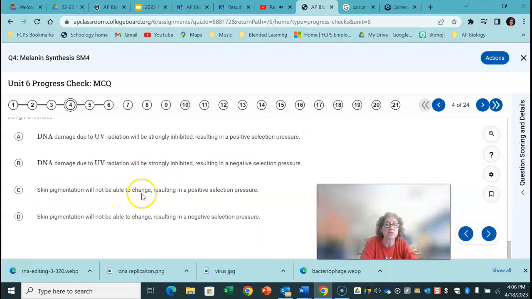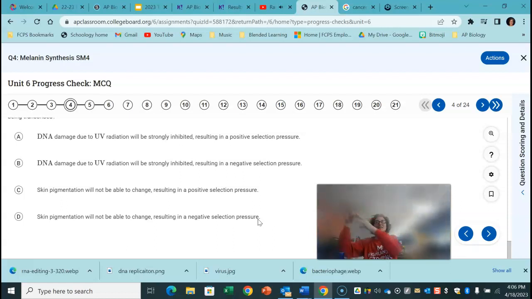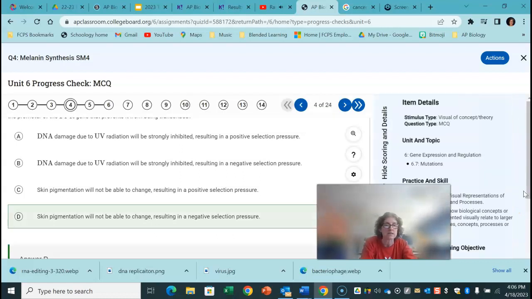Skin pigmentation will not change. Both of them say that. C and D say that. But they're for different reasons, so you got to pick the right reason. So resulting in a positive selection pressure or a negative selection pressure. Okay, so they're mixing in evolution here. So if you have mice that can't make melanin to protect themselves, are they going to be positively selected or negatively selected? I think negatively selected, right. So the answer should be D. Let's make sure Mrs. Murdock is right. Yes, thank goodness. Okay.